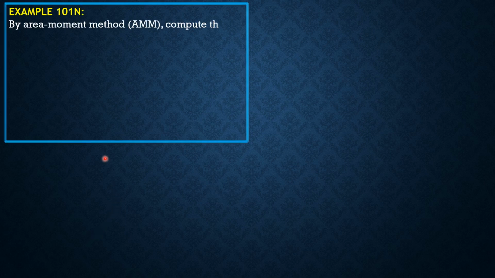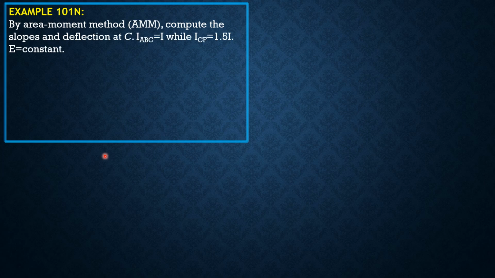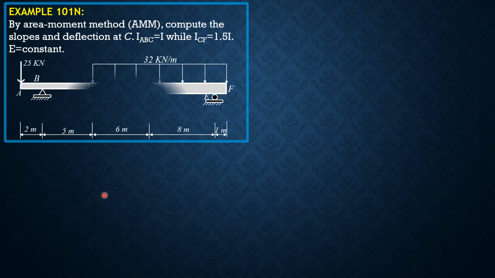By area moment method, compute the slopes and deflection at C. I of ABC is I while I of CDF is 1.5 I and E is constant.